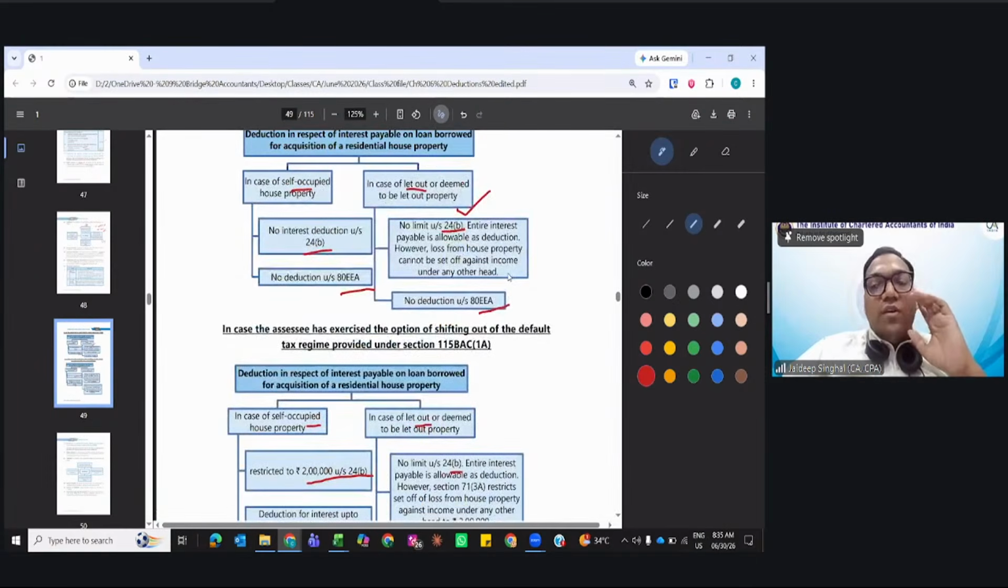Anil, I couldn't get what you are trying to summarize. It is given in detail in here, right? I'm not able to get what you are trying to summarize here.